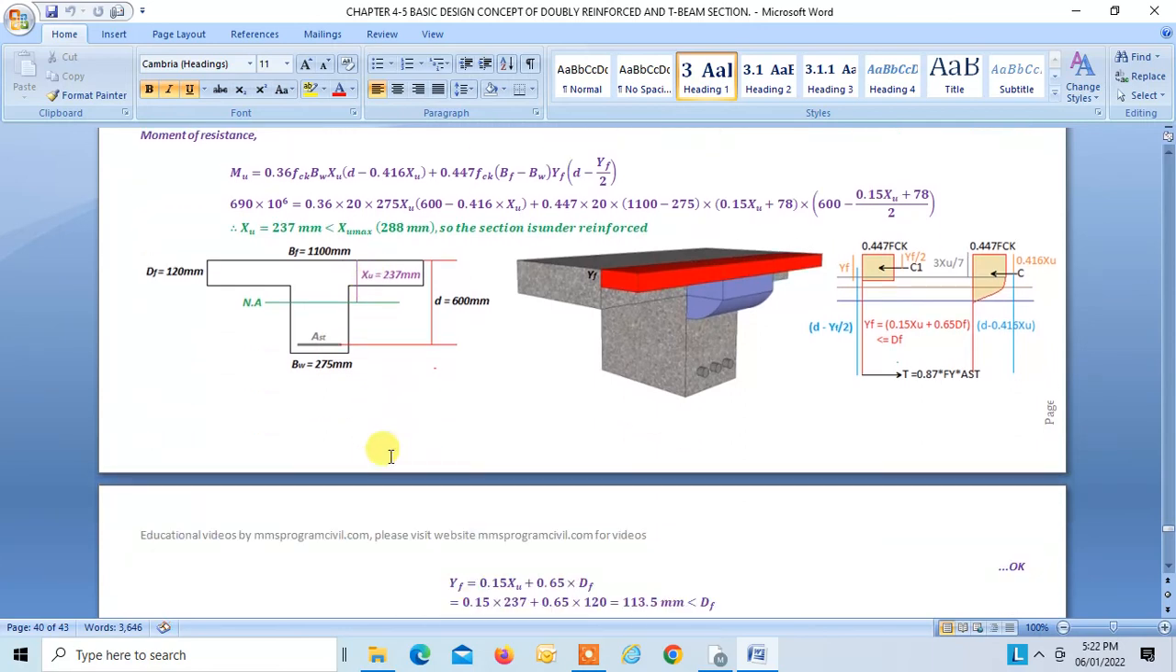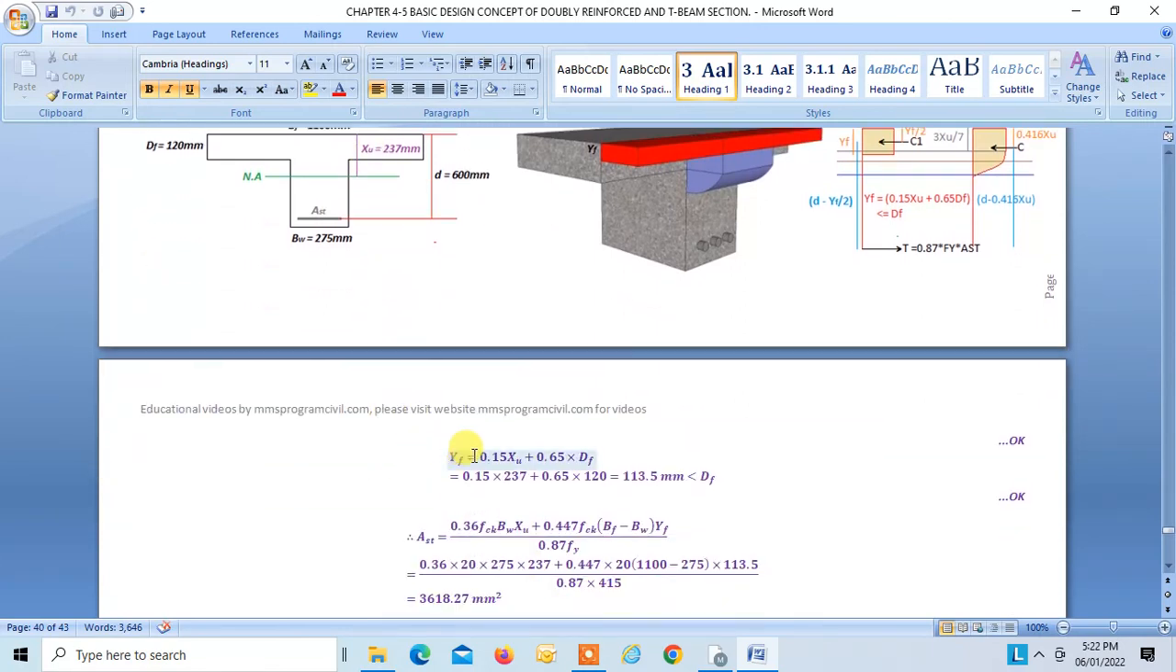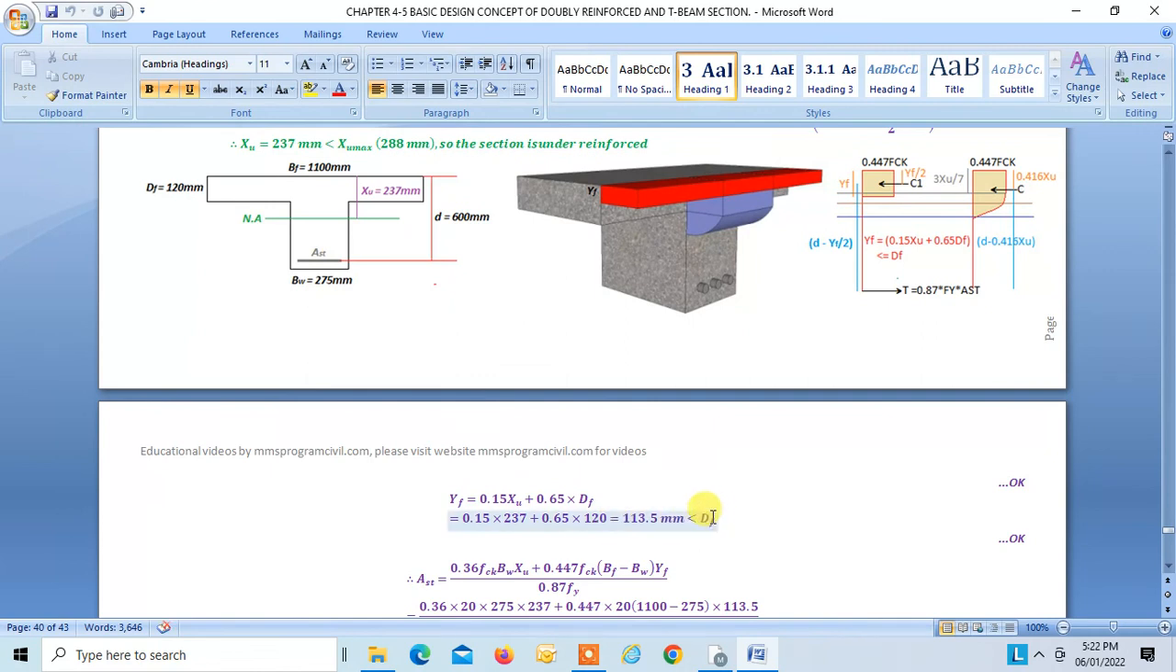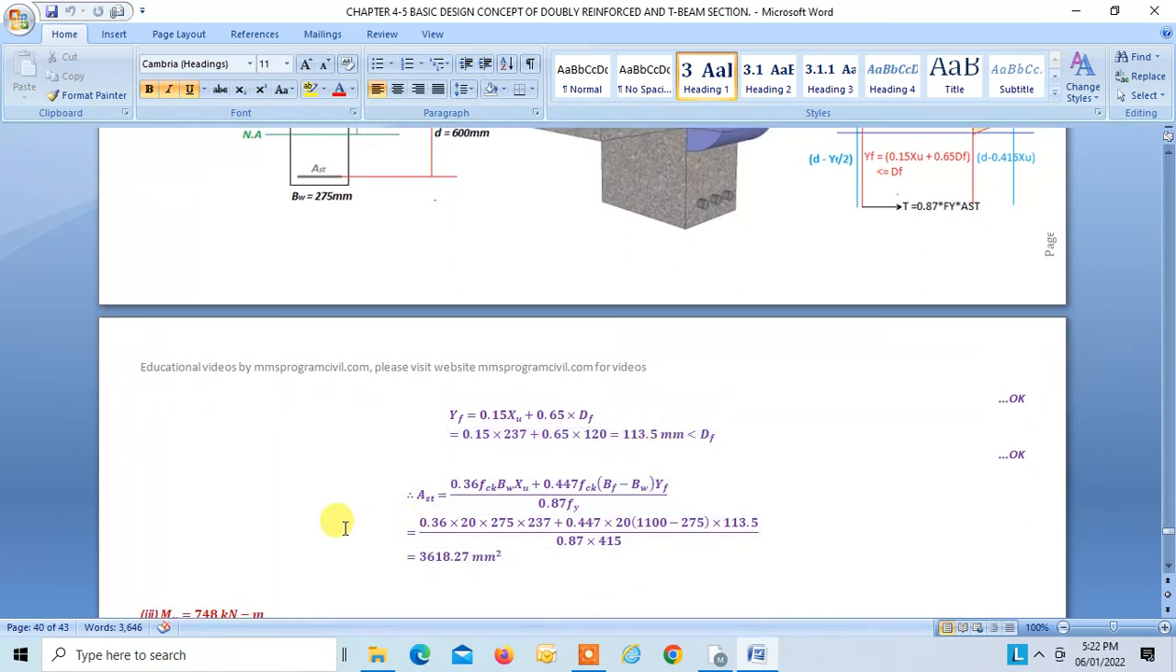So now you can find YF. Once you know XU, you can find YF. So YF is found to be 113. Our DF is 120, so 113 is less than 120. So this condition has been satisfied, right? YF should be less than DF, so YF is less than DF. So that's okay.